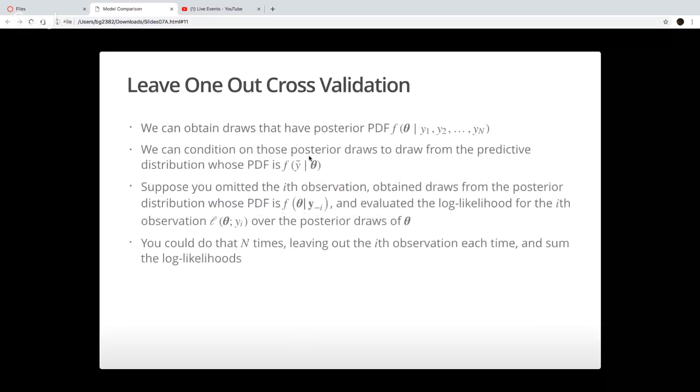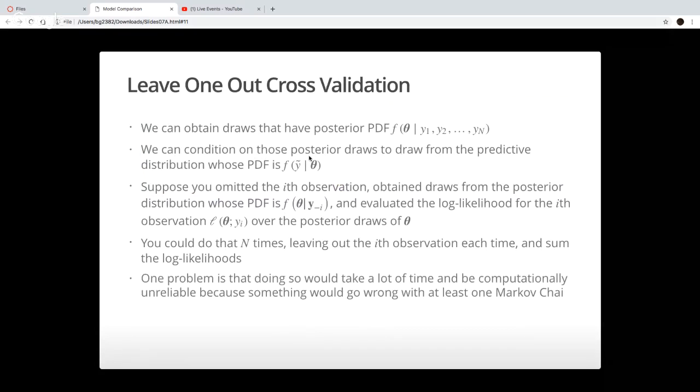It's just extraordinarily expensive because you would have to re-estimate your model n times, once for each of the n observations that you leave out. And if you're doing MCMC, then that's going to be very expensive and probably pretty unreliable, because if you have like 50,000 observations, the Markov chains are going to go wrong for at least one of the ones where you leave it out and then predict with the rest. And so it's not a very attractive route in practice, even though in theory it gets at the quantity that we want to get at.